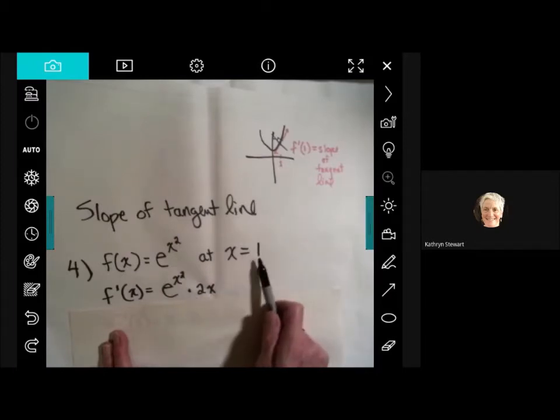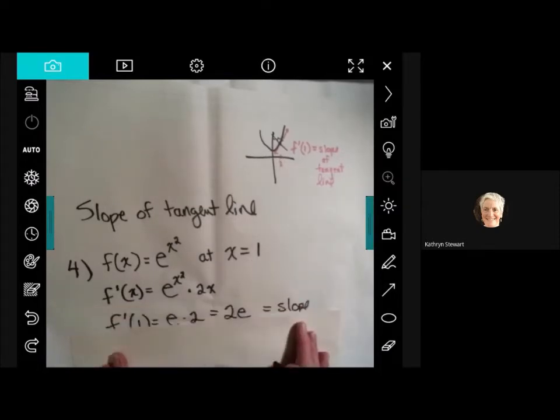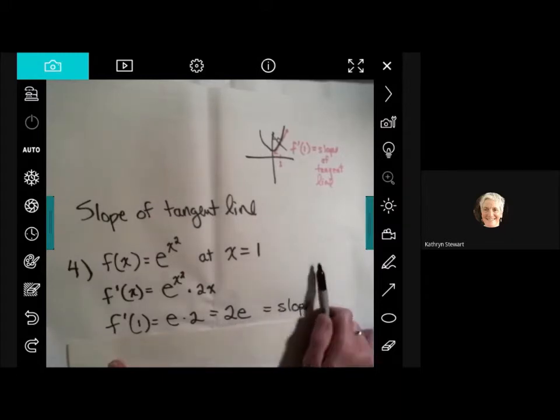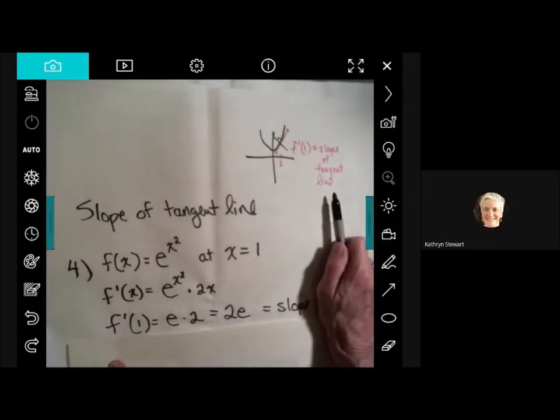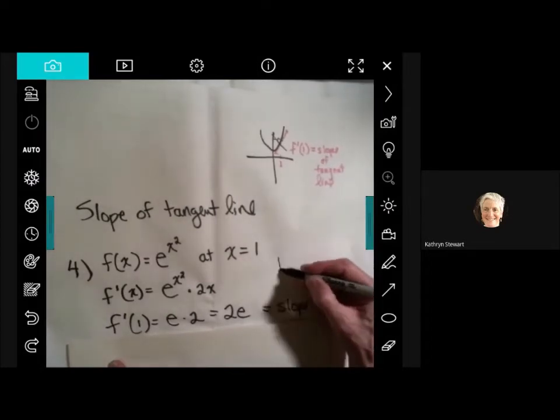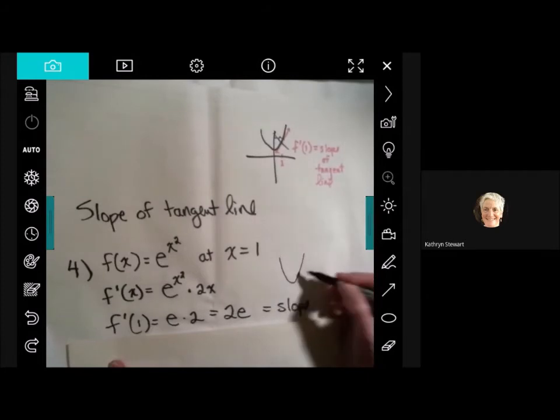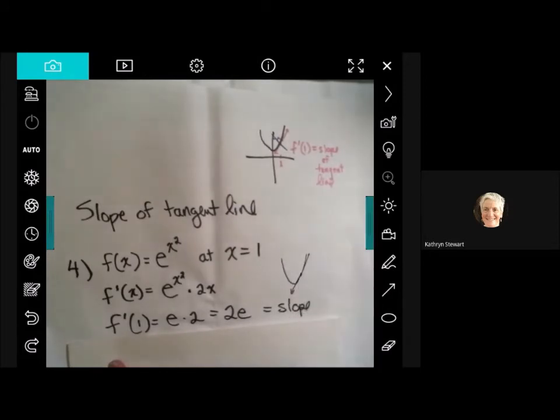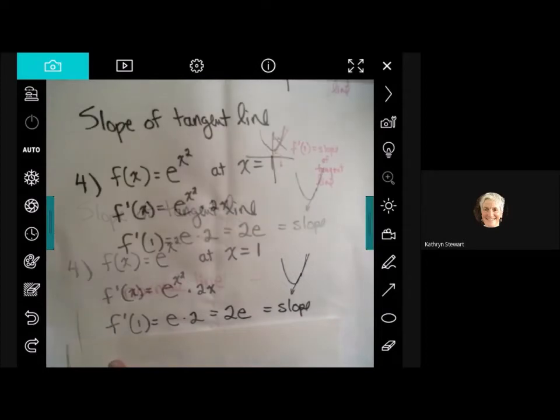I'm finding a specific derivative value at x equals 1, so I'm going to substitute in my 1, and that gives me 2e. That's my derivative, which makes it the slope of the function at that point, which also makes it the slope of the line that's tangent to the curve. Again, if you have a function and you have a point, the tangent line is the line that skims along that function and has the slope of the function at that point.